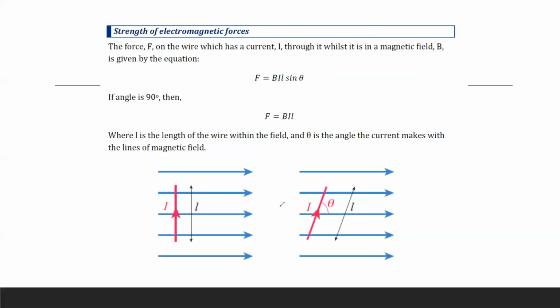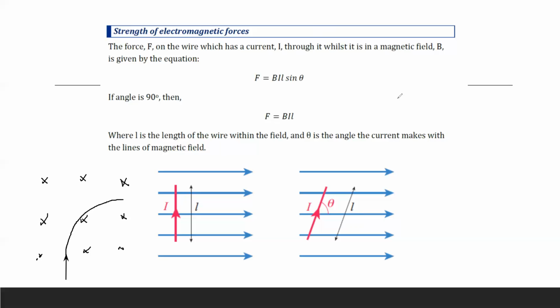But if there was a charge instead of a wire, a charge moving in a magnetic field, and the charge enters exactly perpendicular, it will follow a curved path. A cross means the magnetic field is into the page, and the only component of the motion is perpendicular to the magnetic field. So this charge will move in a circular path or curved path.